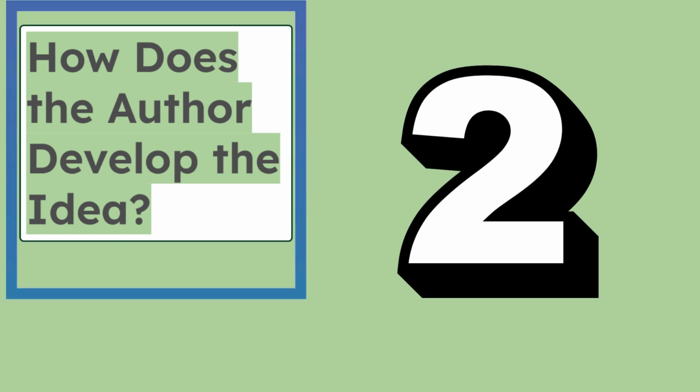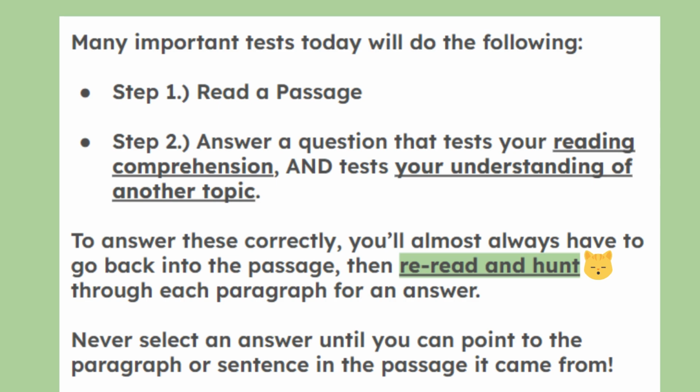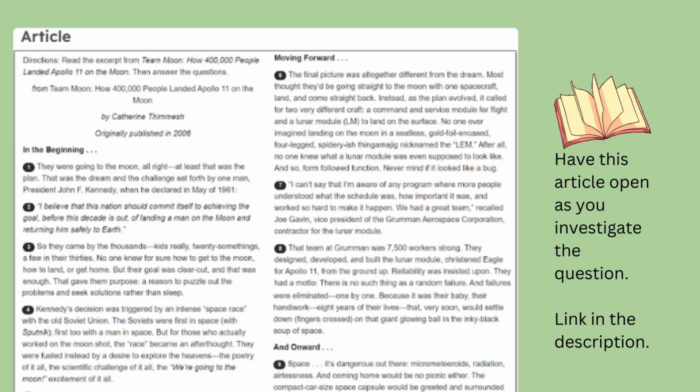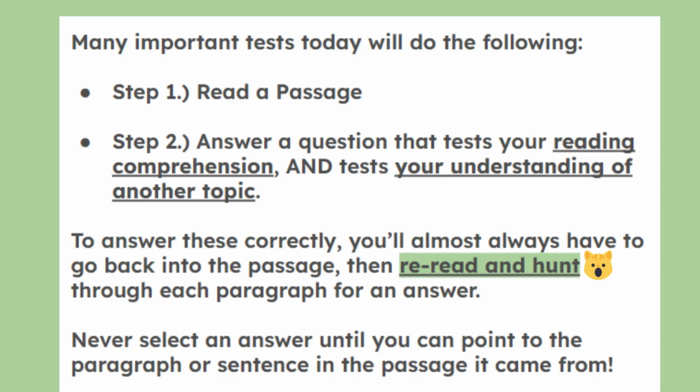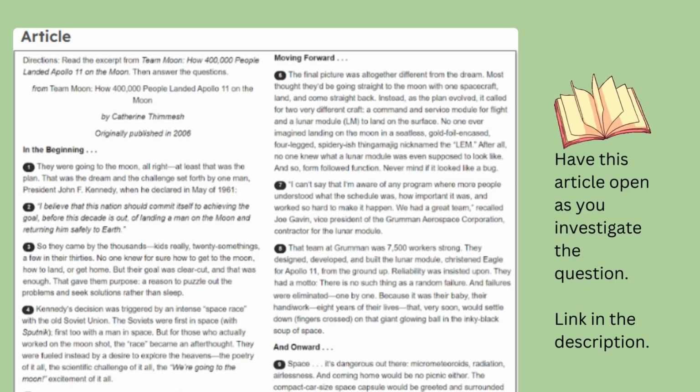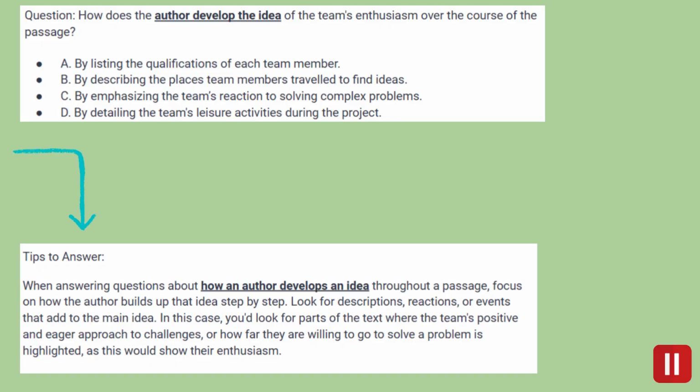Let's look at another passage based question that asks, how does the author develop the idea? We're going to be reading the passage from Team Moon, how 400,000 people landed Apollo 11 on the moon, and more than likely rereading it and hunting through it to find the solution to our question. Remember to have this article open with you as you investigate. There is a link to it in the description. Let's go with the question.